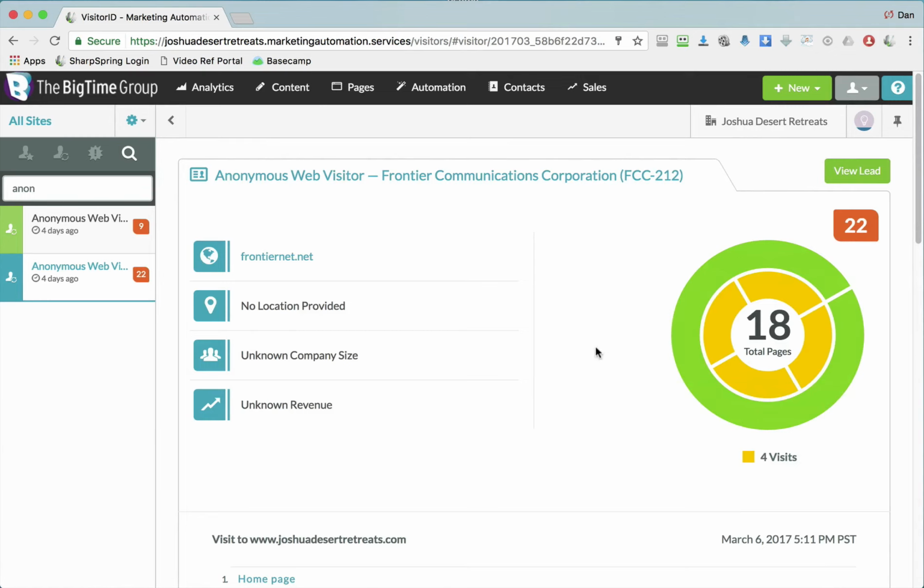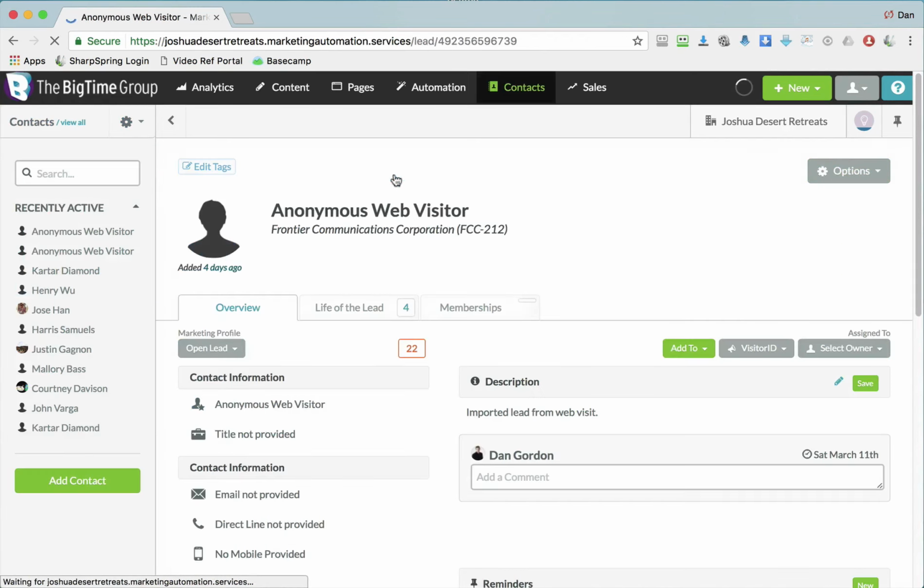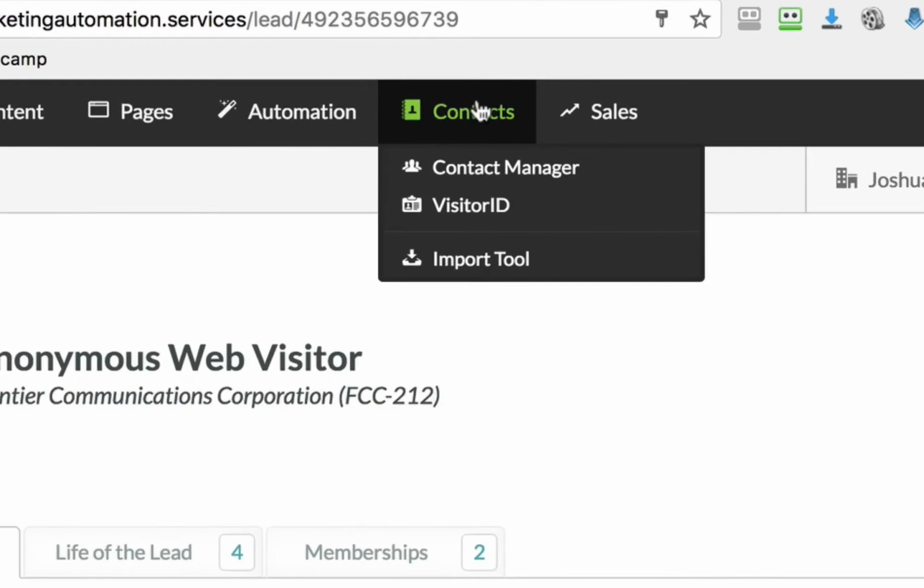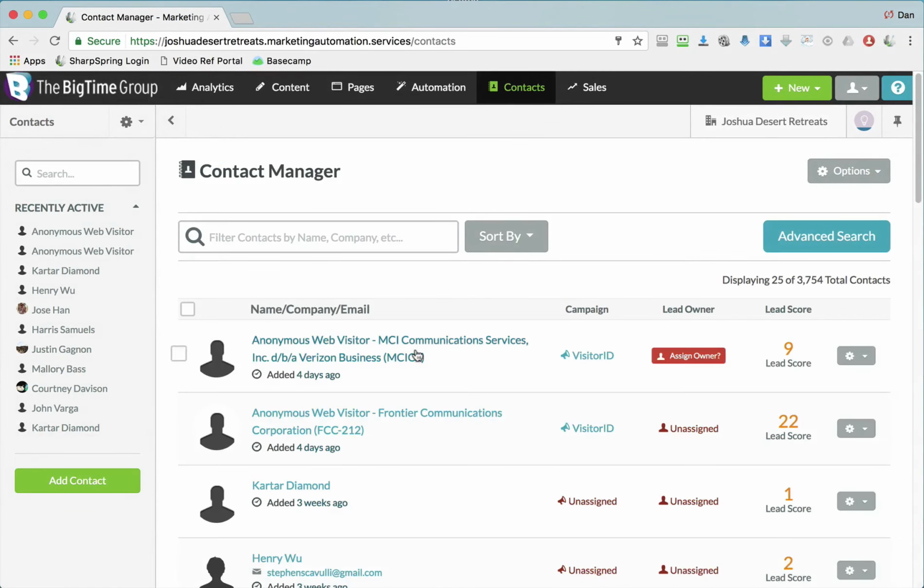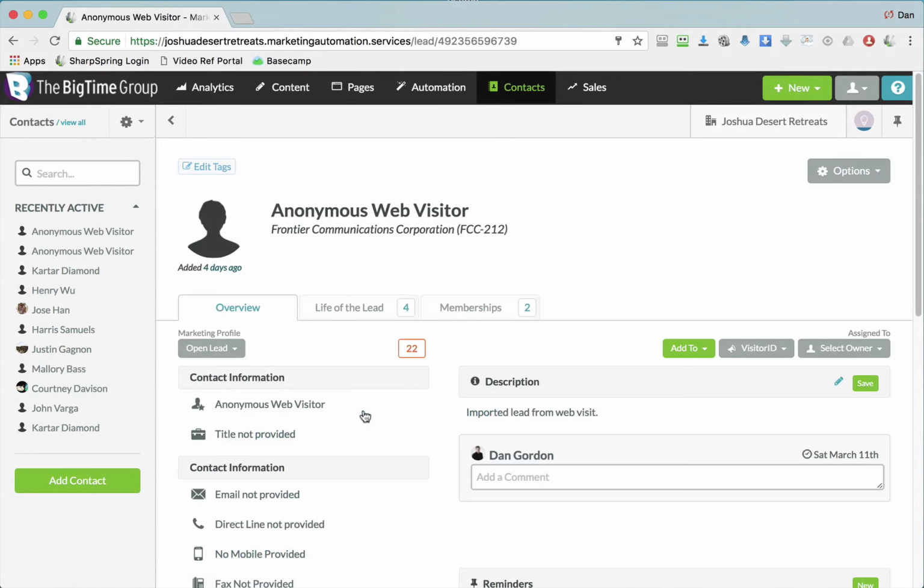Now, with 18 pages, not a great lead, but if it was like 300 pages, we definitely want to try to capture that person. Let's see what we know about this person currently. So I'm going to click right here on their name, and now it's taken us into the contact manager. So to be clear, we have left the visitor ID area and we're now in the contact manager. So if I clicked on the contact manager, we would also find this person right there. Here we are.